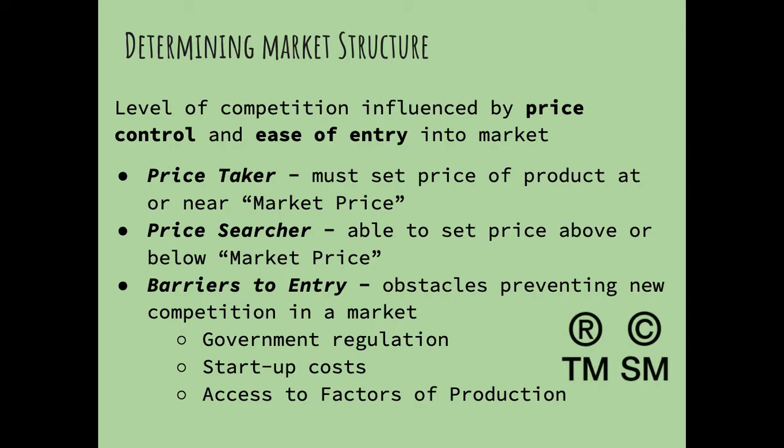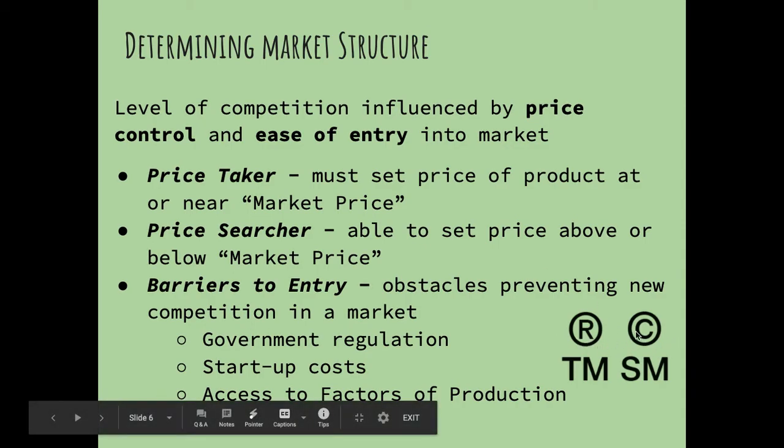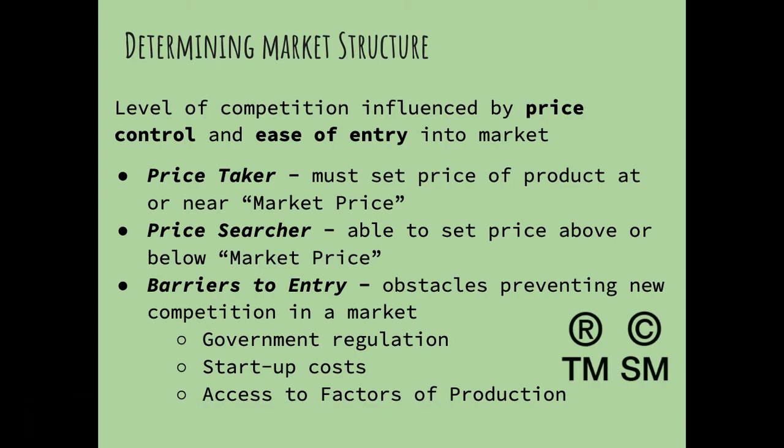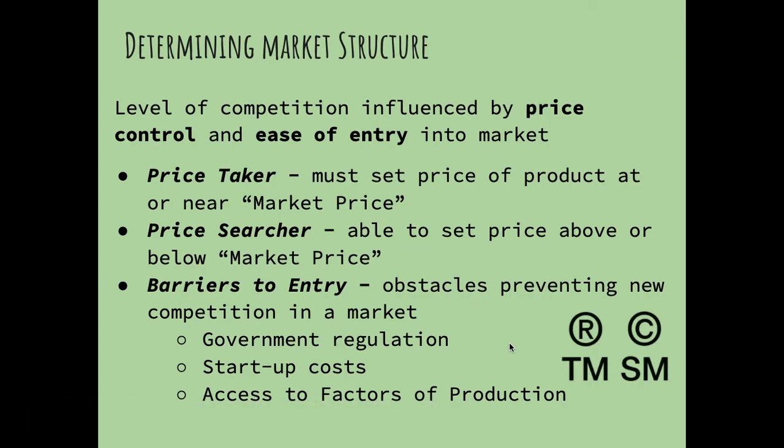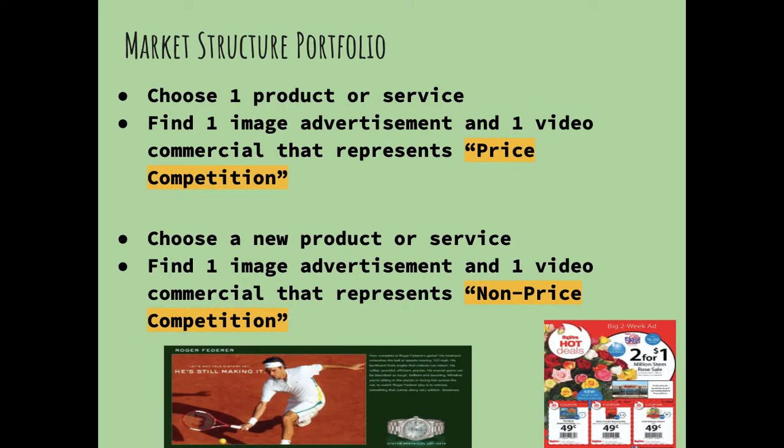And then barriers to entry. What sort of things make it easy to get into that market structure or not so easy? Different types of government regulations, maybe certain restrictions or copyrights or trademarks or government approval that has to happen before they can get into business. Or maybe it's startup costs. Maybe it's super cheap to get into that industry, or maybe it's not. And then access to factors of production would be specific resources to make the product. Maybe it's available to everyone, or maybe it's not. Those are all things that we'll be looking at.